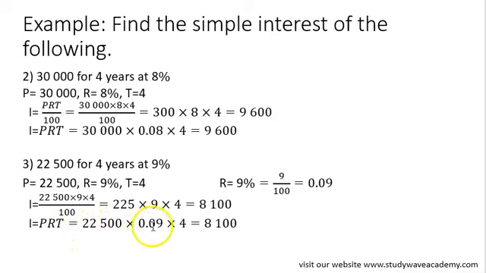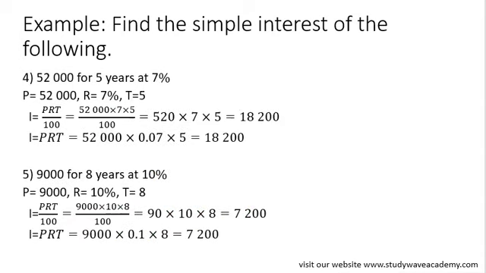So we can use this formula or this other formula to get our answer, right? 22,500 times 0.09. How did we get this 0.09? It's when we converted into a decimal point, times 4. It will give us what? 8,100. Two different formulas, but we arrived at the same answer.